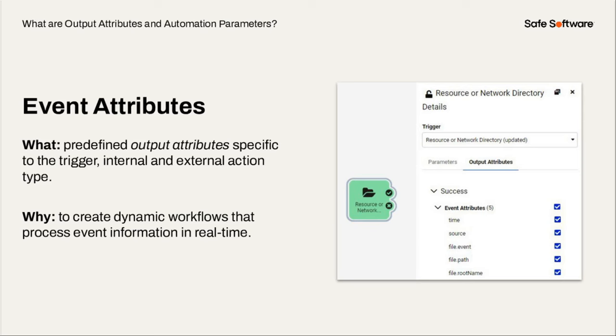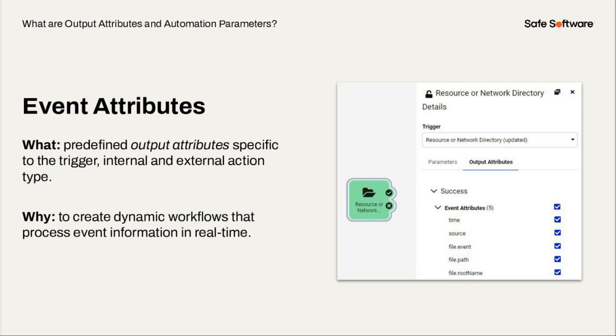So first up, we're going to look at event attributes. These are predefined output attributes specific to the trigger, action, or external action type that can be used to create dynamic workflows capable of processing event information in real time.